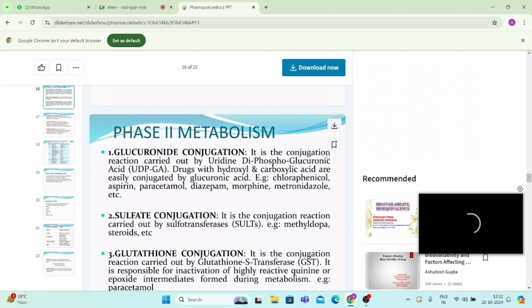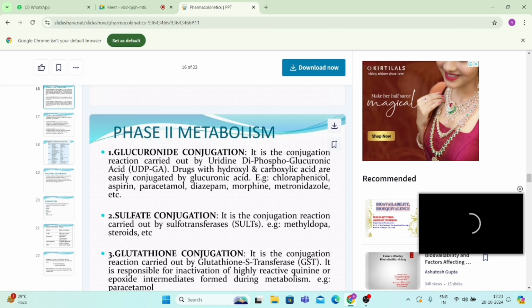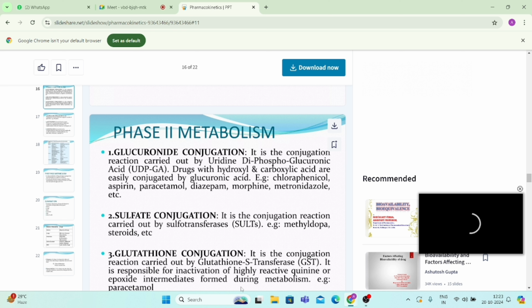Glucuronide conjugation is a reaction carried out by uridyl diphosphoglucuronic acid, in short UDPGA. The drugs which are conjugated with glucuronic acid are chloramphenicol, aspirin, paracetamol, diazepam, morphine, metronidazole. These are examples of drugs which can be easily metabolized using glucuronic acid.